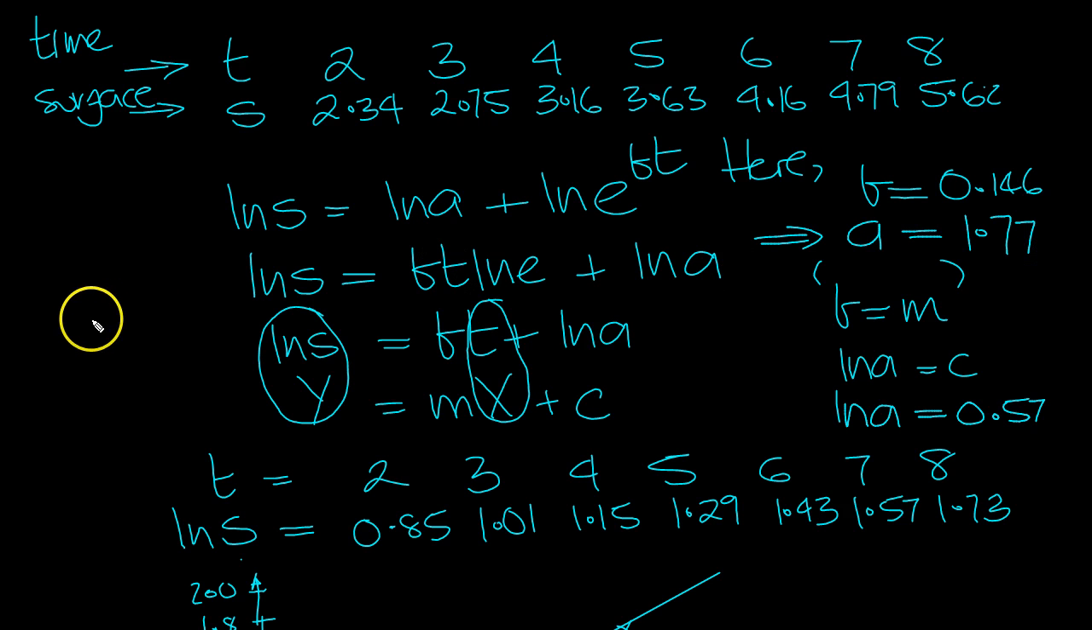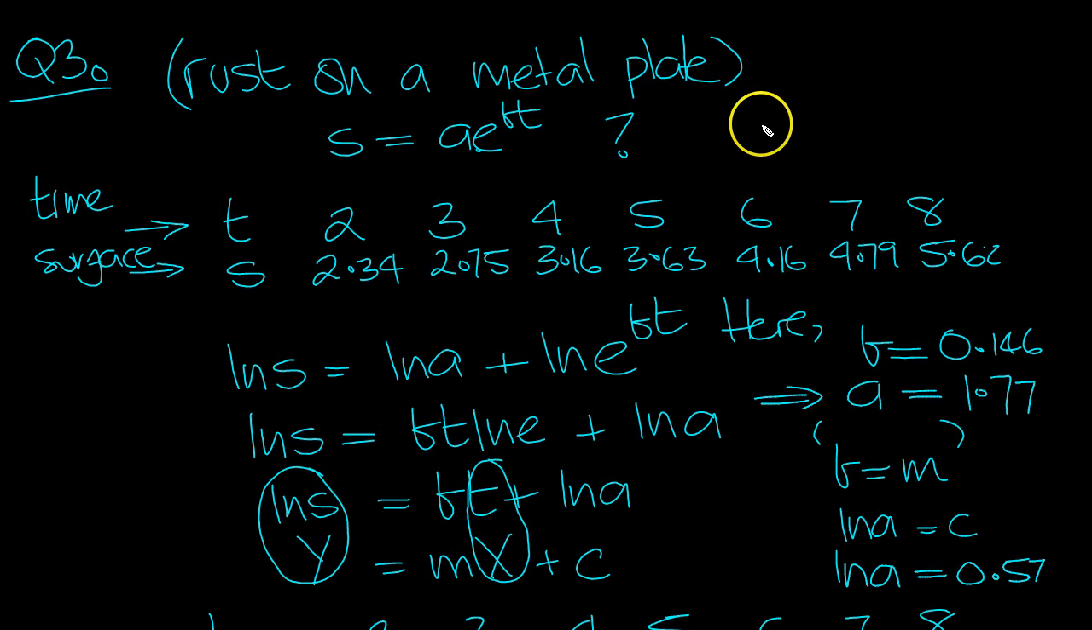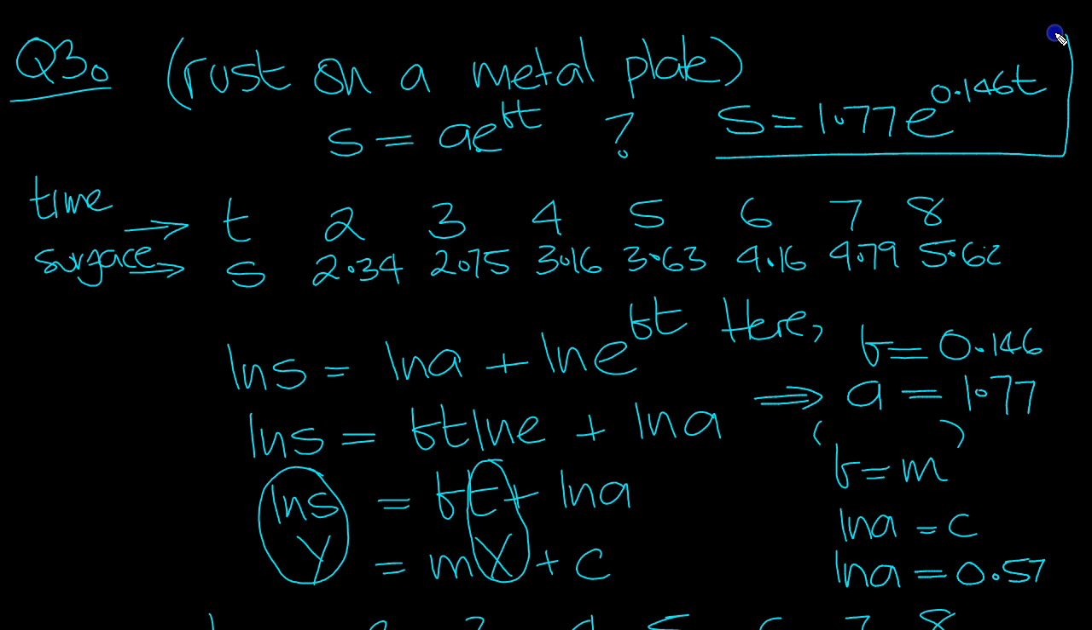So I'm going to put the law over here. So what have we got then? The law, we've got a and b. So S is equal to 1.77 e to the 0.146 times the time. And there's the relationship between the two things.